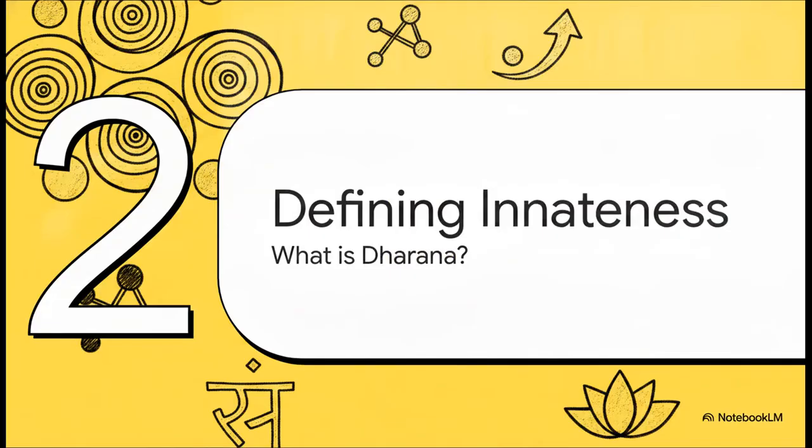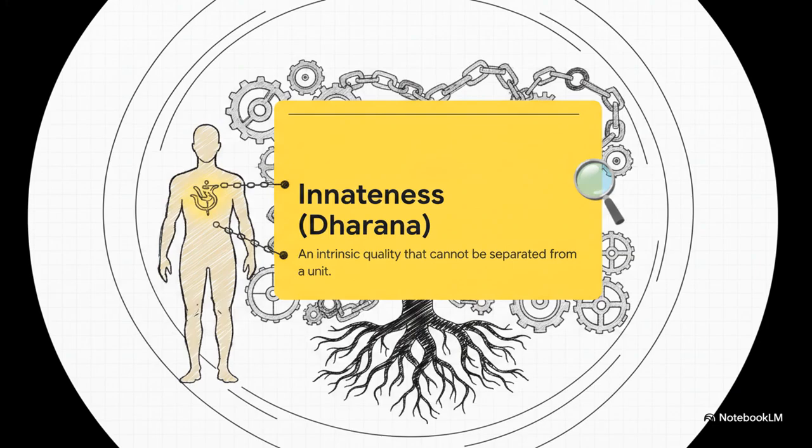Moving right along to Section 2, defining innateness, which is called dharana. Innateness, or dharana, is defined as an intrinsic quality that absolutely under no circumstances can be separated from a unit. If you somehow try to remove this quality, the unit itself completely ceases to exist in its current form. It's the absolute bare minimum requirement for that thing to be what it is. It's completely non-negotiable. It's kind of like, well, you can't separate heat from fire, right? In the exact same way, you cannot separate innateness from its unit.